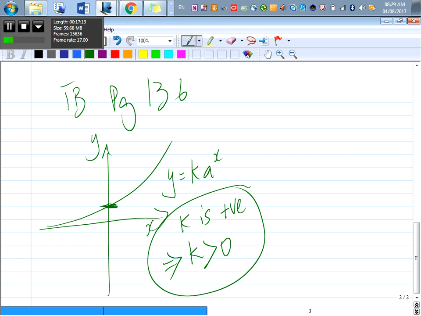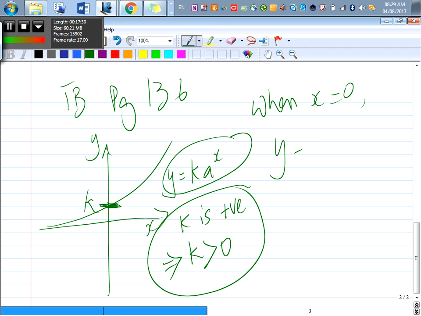I think I heard the answer already. What is the value of this intercept? k. Yes, it is k. Right? Let's look at this one. When x equals 0, y equals k a to the power of 0. This is k times, how much is a to the power of 0? 1. So you get k.